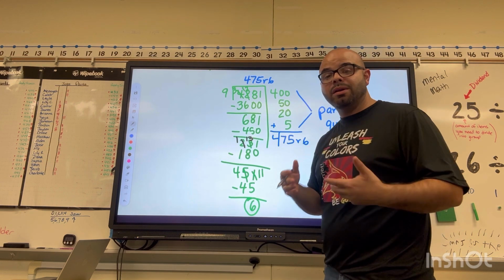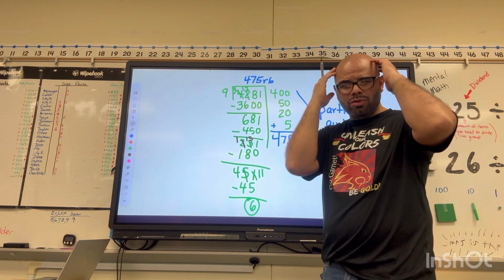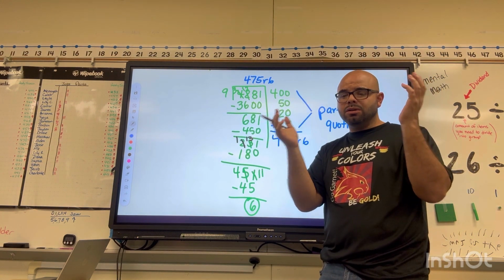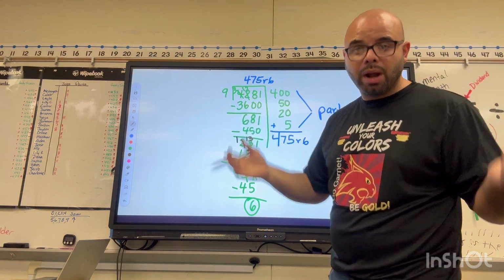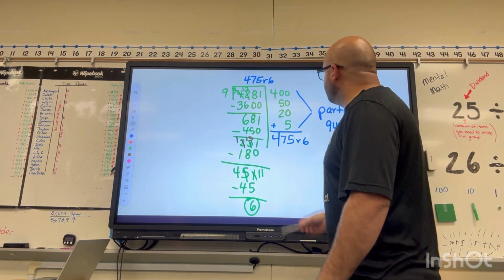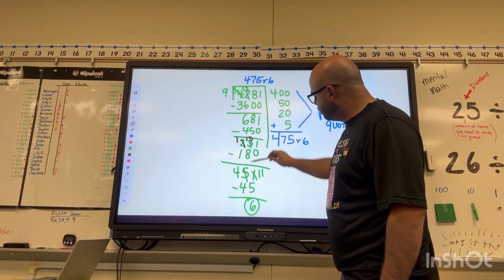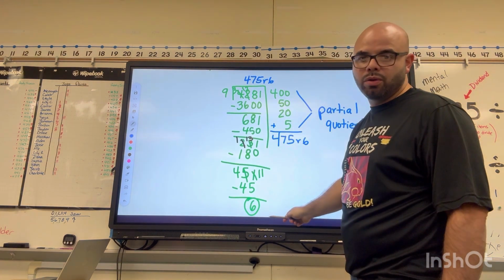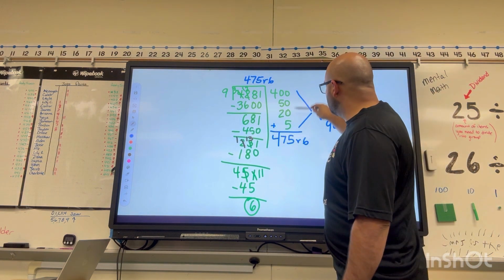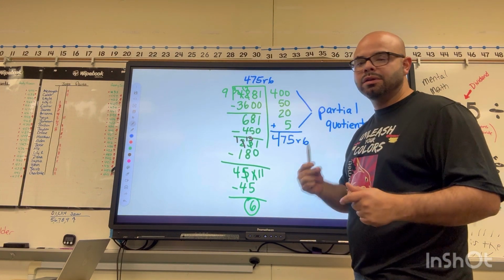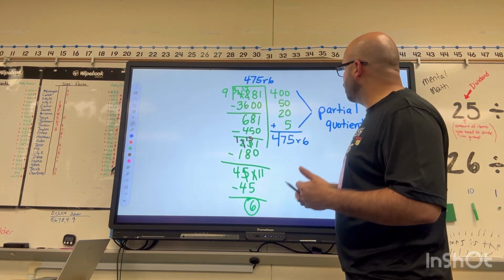4,281 divided by 9 is intimidating. It's not something that you could calculate immediately unless you're a calculator or a robot, okay? So we're using partial quotients to keep knocking it down until we can't knock it down anymore, okay? Partial quotients is going to help us calculate a lot faster and a lot quicker.